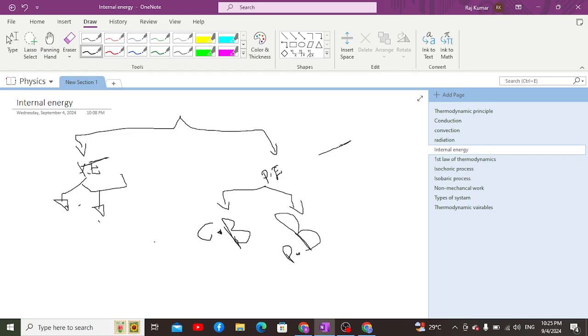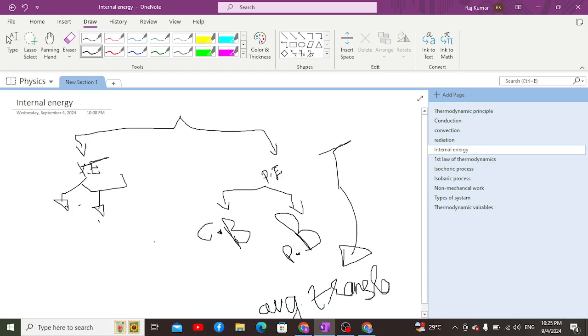Now if we talk about temperature, what is temperature in actual? Temperature is the average translational kinetic energy of a system. Whenever we measure temperature, what we are actually measuring is the average translational kinetic energy of the system. The average kinetic energy of all the molecules of a system basically defines the temperature of the system.